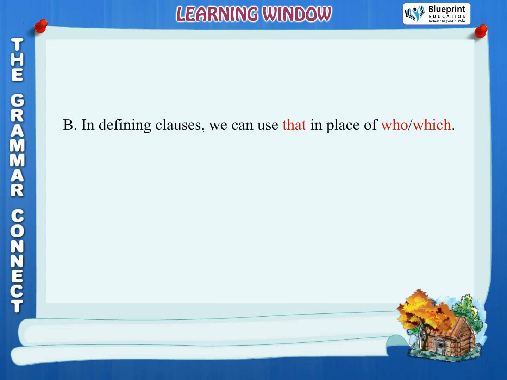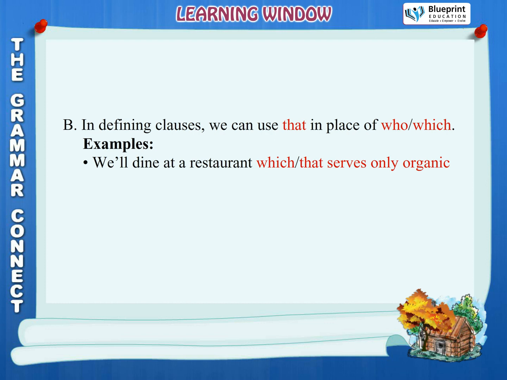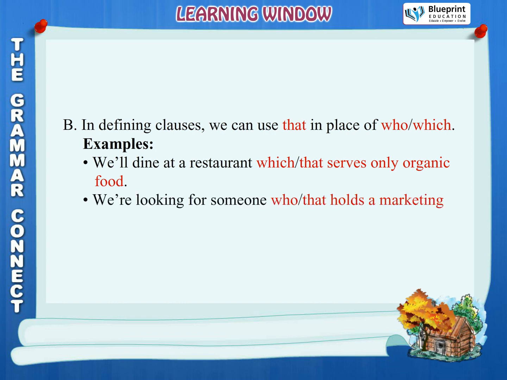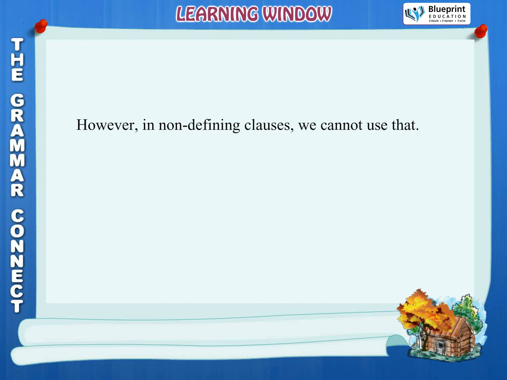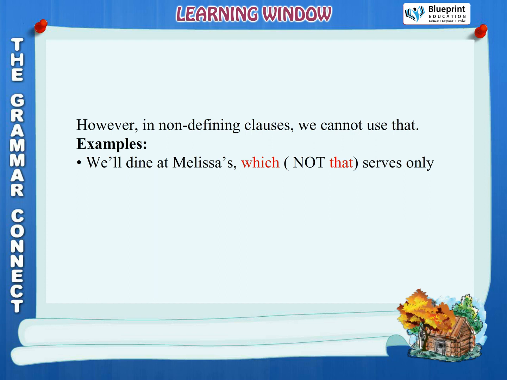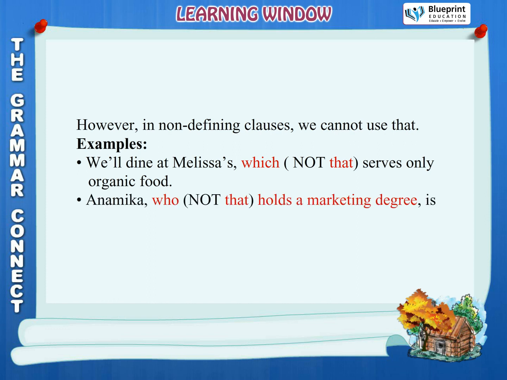B. In defining clauses, we can use that in place of who or which. Examples: We'll dine at a restaurant which or that serves only organic food. We're looking for someone who or that holds a marketing degree. However, in non-defining clauses, we cannot use that. Examples: We'll dine at Melissa's, which, not that, serves only organic food. Anamika, who, not that, holds a marketing degree, is working as a manager in this company.